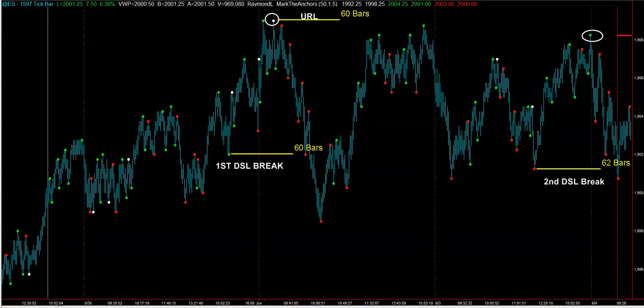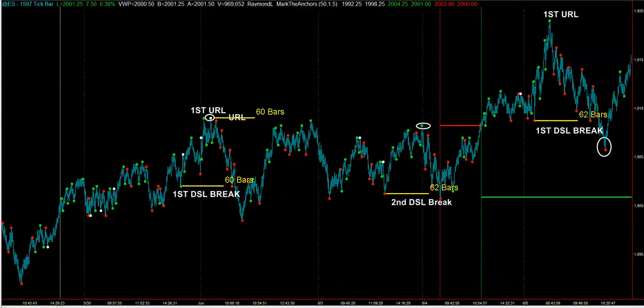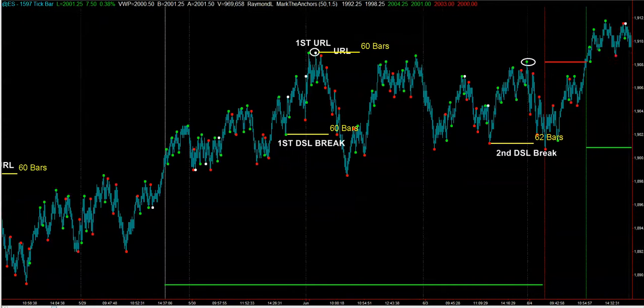There it is. So once we have the first URL from the most recent change, which is here, we want it to be broken before the support step is broken, and the support step is all the way over here. There it is over there.